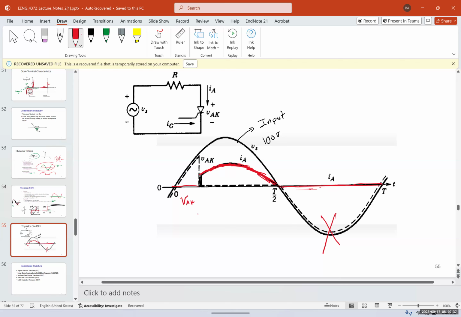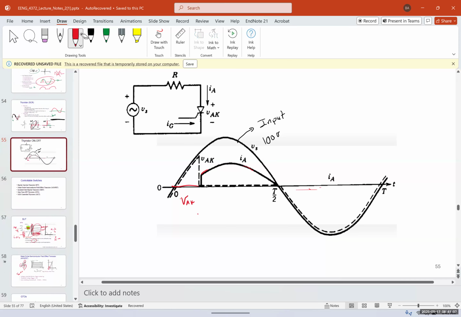By the way, this is for an ideal thyristor with no leakage, but in reality, you're going to have a small leakage, so a small current. But I'm just going to follow the example here and mention it for an ideal one. Is it clear? Yes? Okay.